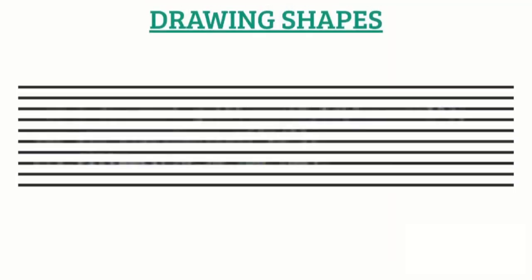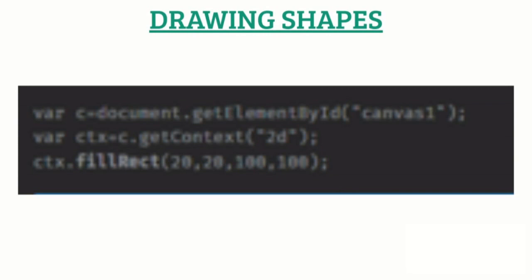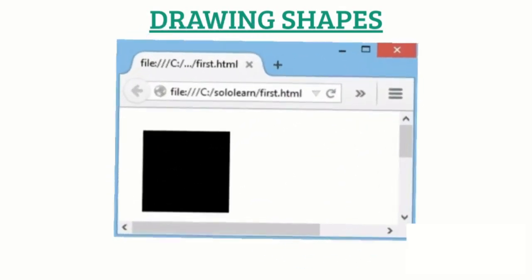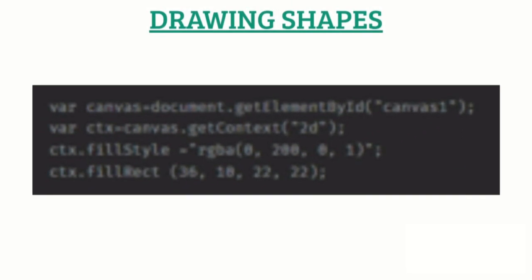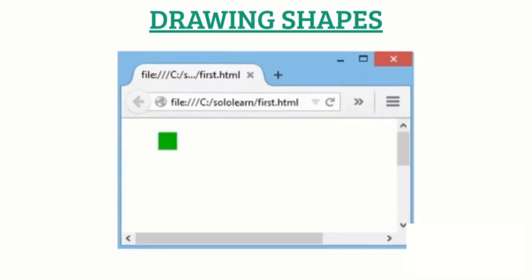The fillRect(x, y, w, h) method draws a filled rectangle, in which w indicates width and h indicates height. The default fill color is black. A black 100*100 pixel rectangle is drawn on the canvas at the position 20, 20. The fillStyle property is used to set a color, gradient, or pattern to fill the drawing. Using this property allows you to draw a green filled rectangle.